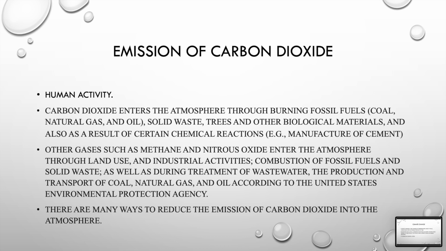Other gases such as methane and nitrous oxide enter the atmosphere through land use and industrial activities, such as combustion of fossil fuels and solid waste, as well as during treatment of wastewater, the production and transport of coal, natural gas, and oil, according to the United States Environmental Protection Agency. Although that might be hard, there are many ways to reduce the emission of greenhouse gases into the atmosphere.